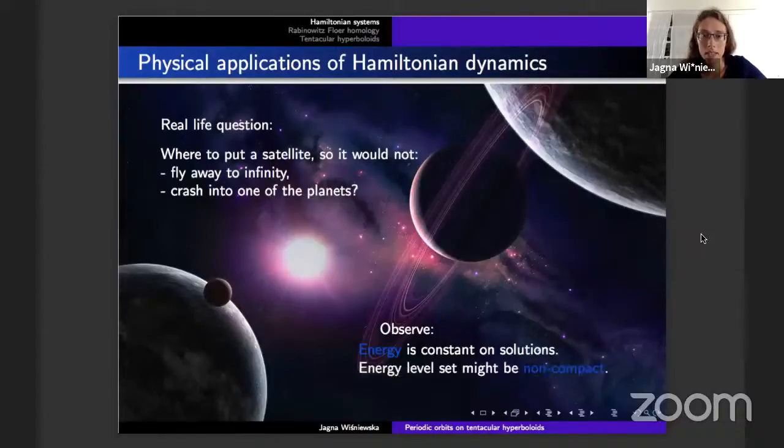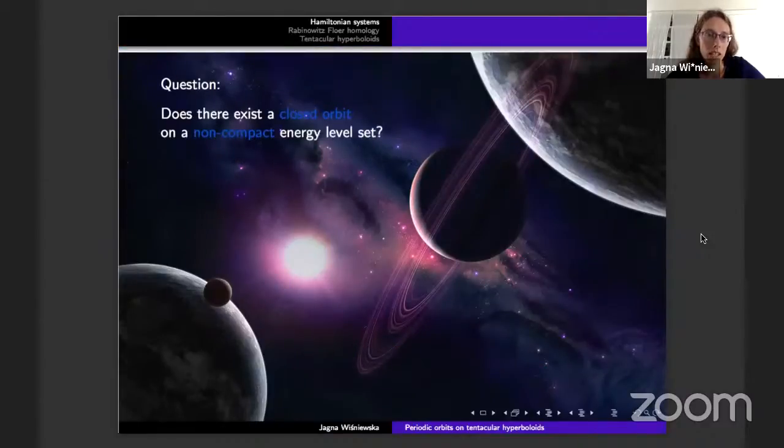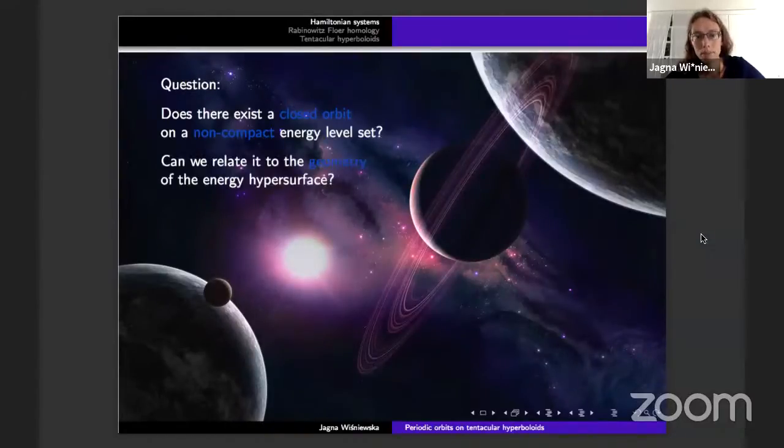But in this case, the energy level sets might be non-compact. The non-compactness comes from two things: crashing into the planets, and flying away to infinity. This is the motivation to go into the non-compact energy hypersurface realm and try to understand closed orbits on a given non-compact energy level set. And the more mathematical question would be: can we relate the question of existence of periodic orbits to the geometry of the energy hypersurface itself, how it lies in the phase space? Okay, so having that in the back of our minds, we go back to math itself.